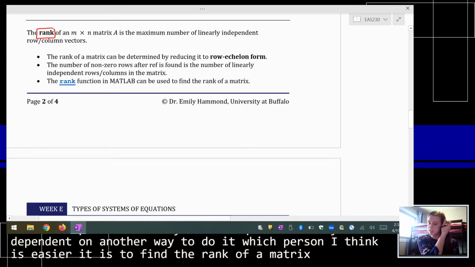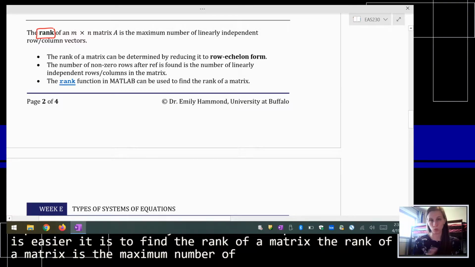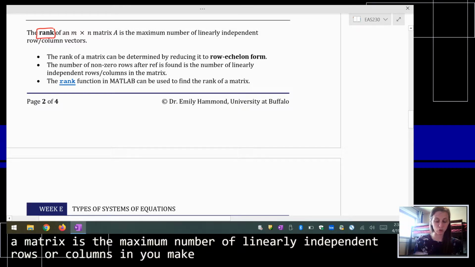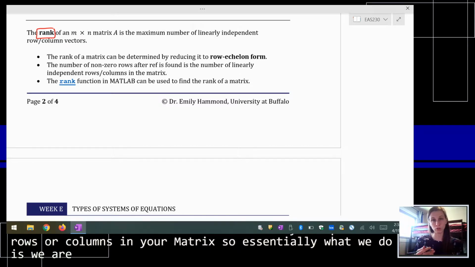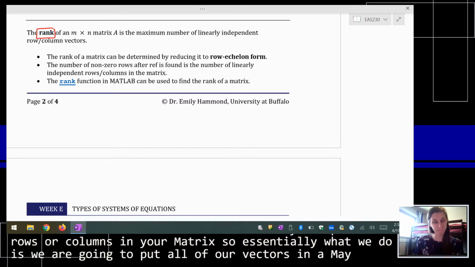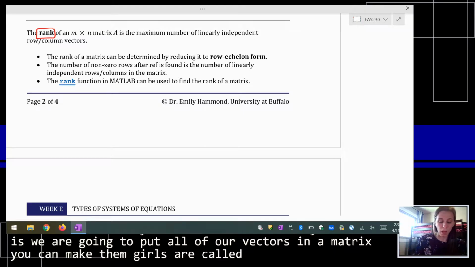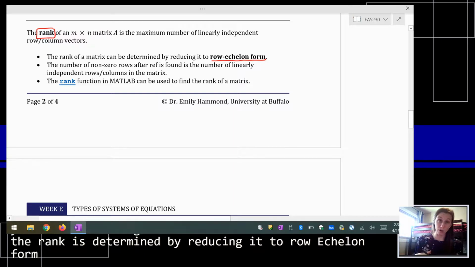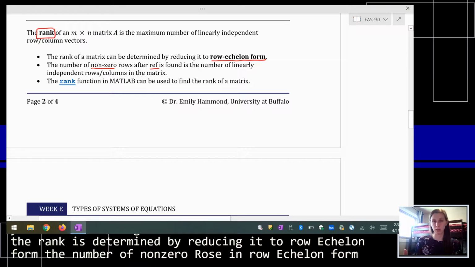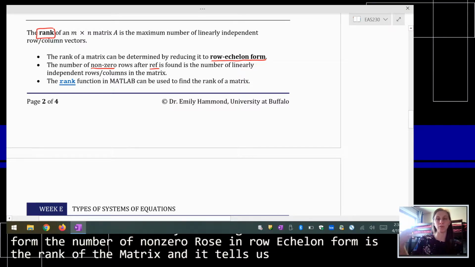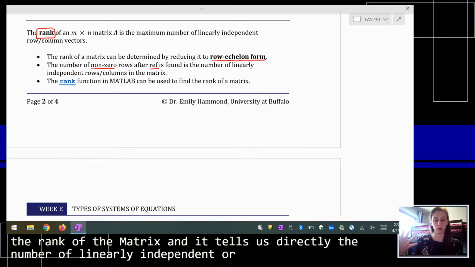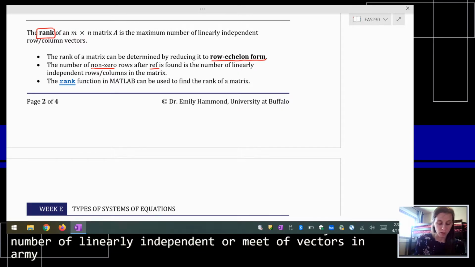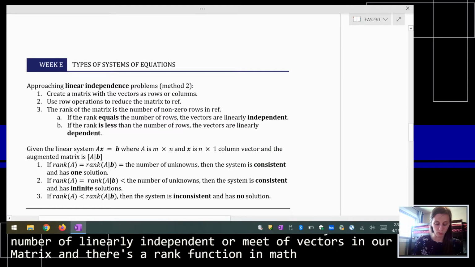The rank of a matrix is the maximum number of linearly independent rows or columns in your matrix. So essentially what we do is put all of our vectors in a matrix. You can make them rows or columns, it doesn't matter. The rank is determined by reducing it to row echelon form. The number of non-zero rows in row echelon form is the rank of the matrix, and it tells us directly the number of linearly independent vectors in our matrix. There's also a rank function in MATLAB that you can use.